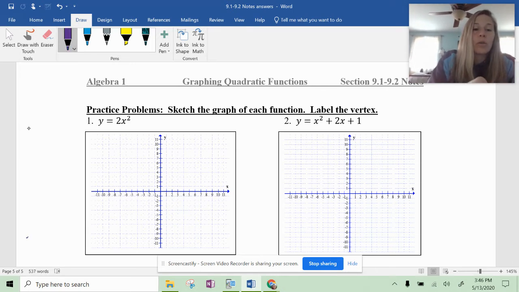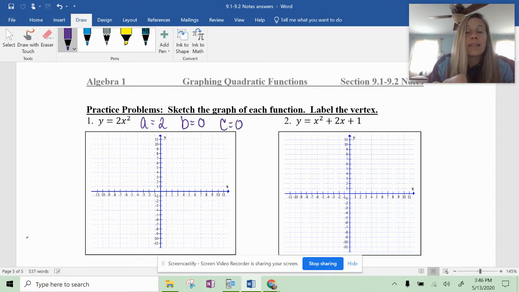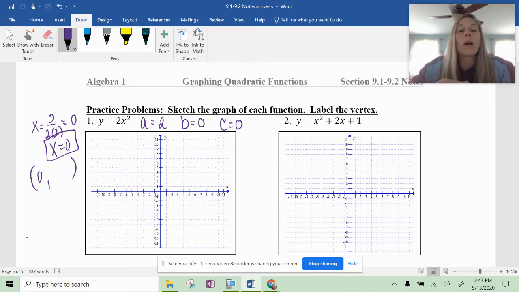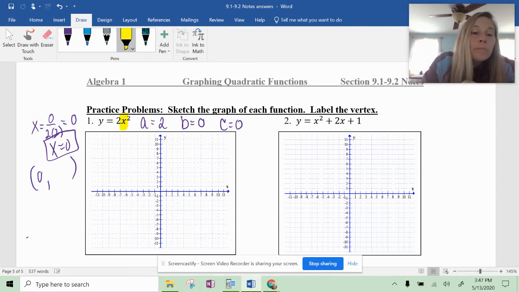Okay, so for number 1 here, we have A, which is the 2. Now you don't see anything else, which means both B and C are 0. So when I go to find my x, it's negative b, which is 0, over 2 times a. But remember, 0 divided by anything is 0. So that axis of symmetry is 0, and my vertex is going to start out with a 0. Now, if you plug a 0 in here, 0 squared is 0, 0 times 2, you're going to get another 0. So your vertex is actually the origin. And then that makes your y-axis the axis of symmetry.